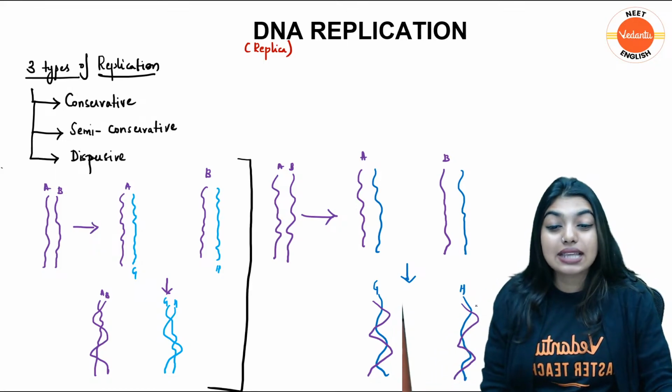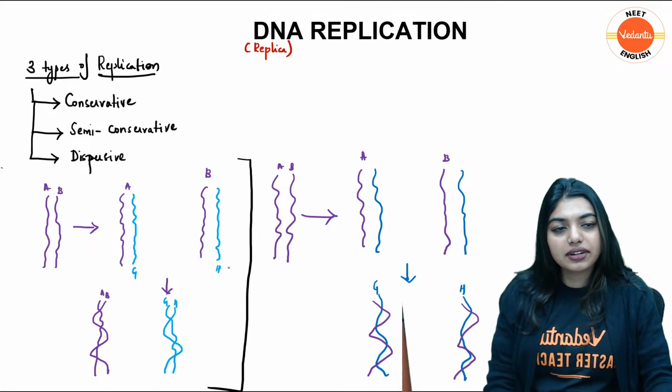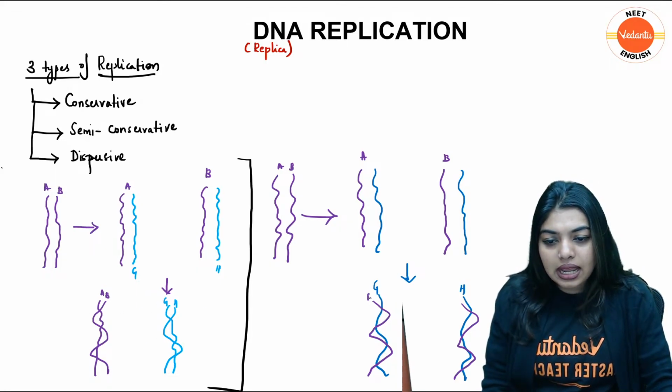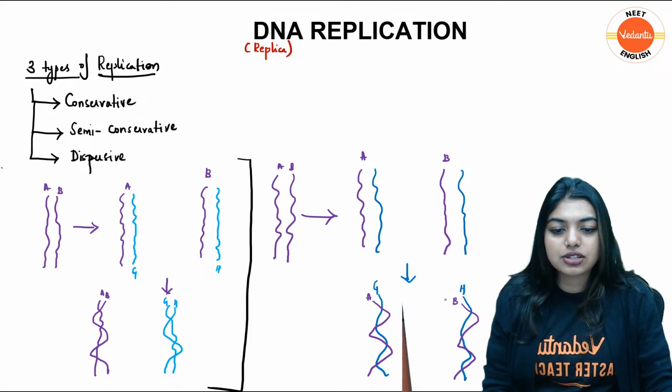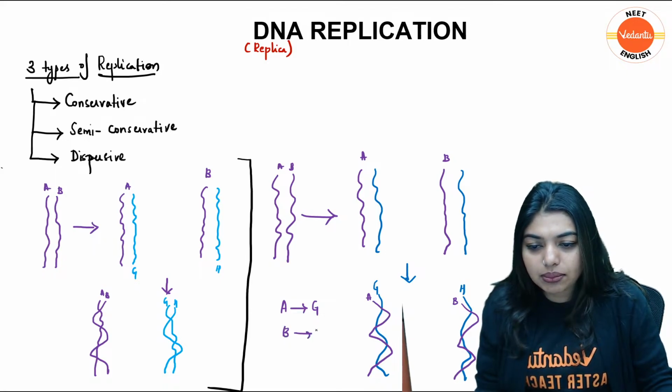This is called semi-conservative. Can you see? Half of conservative, no? Till here, conservative and semi-conservative steps are the same. Only here, what is going to happen? A and G will bind, B and H will bind. That's all. Simple. A and G will bind and B and H will bind, forming this as a semi-conservative.